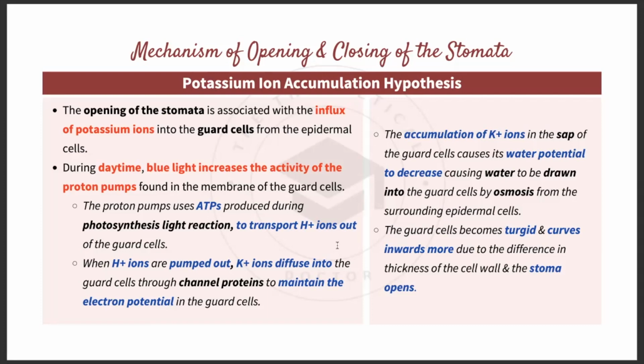So the accumulation of potassium ions in the sap of the guard cells causes its water potential to decrease, causing water to be drawn into the guard cells by osmosis from the surrounding epidermal cells. So now water enters into the guard cells. What happens? The guard cells become turgid, they become swollen, and they curve inwards more due to the difference in the thickness of the cell wall, and the stomata will open.